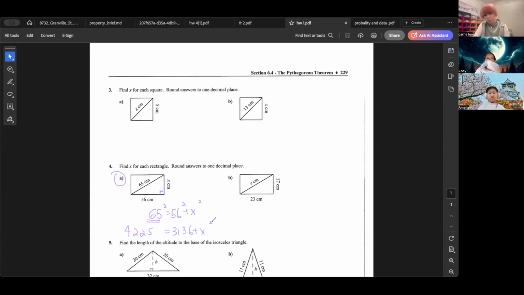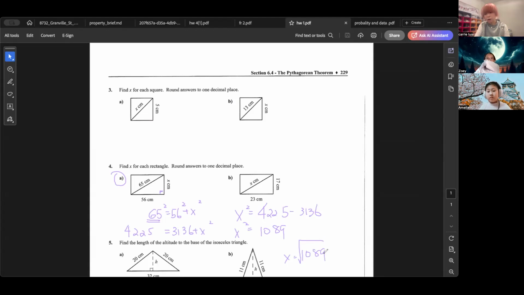3,136 plus x squared. So x squared equals what? Equals 4225 minus 3136. Right? So x squared equals 1089. So x equals the square root of 1089.